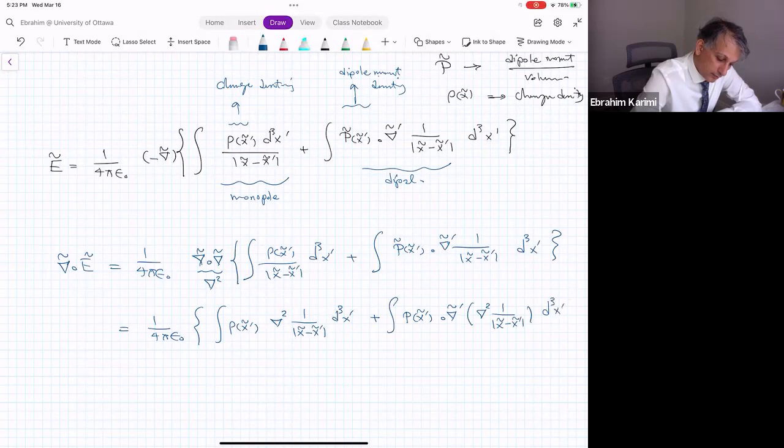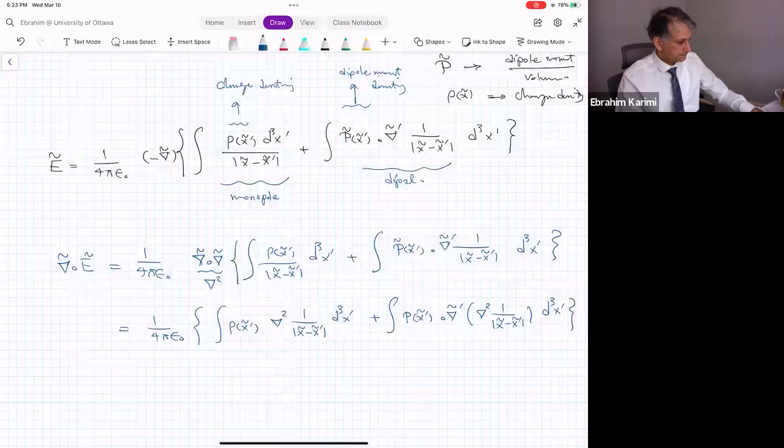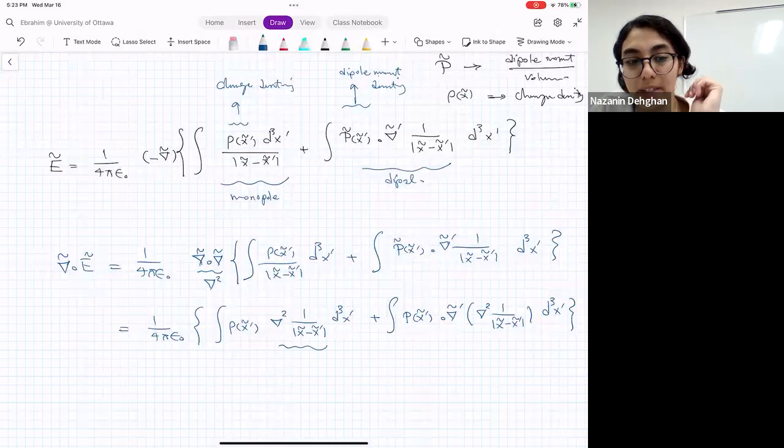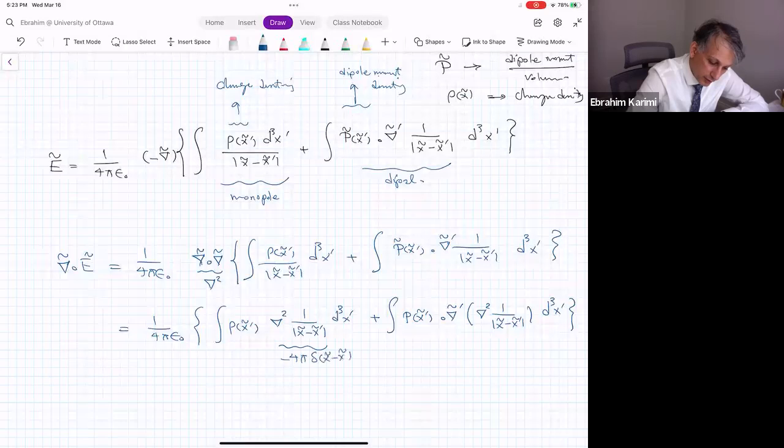Agreed? Agreed, guys? Perfect. What is this term? Minus 4 pi delta of x minus x prime. What about this? The same, minus 4 pi delta of x minus x prime.